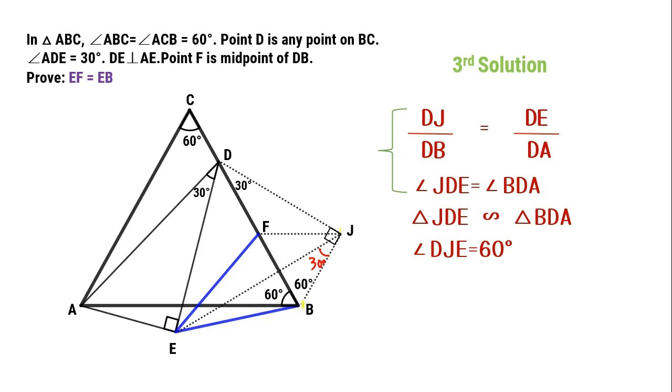We can calculate angle BJE is equal to 30 degrees. Because triangle BFJ is an equilateral triangle, angle BJF equals 60 degrees. So angle FJE equals angle BJE. Meanwhile FJ equals BJ. EJ equals EJ.